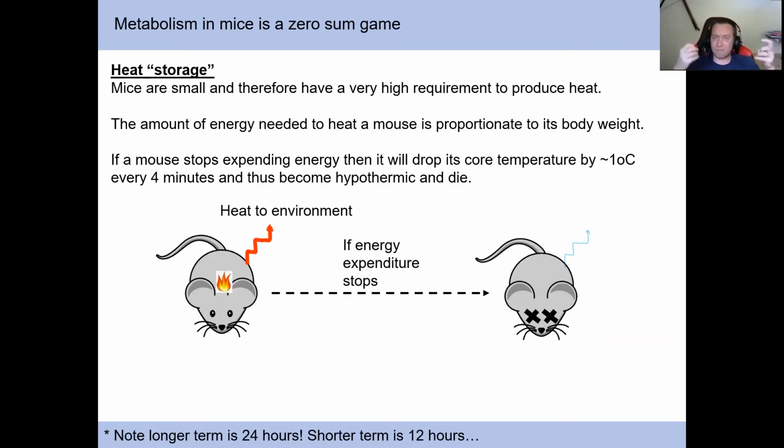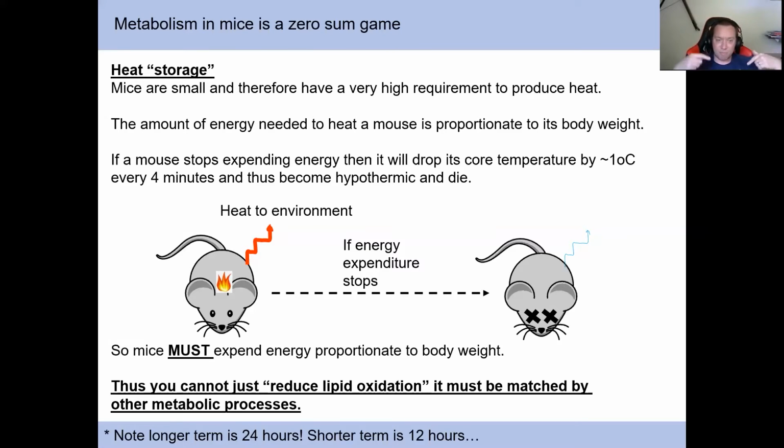Mice are small, they have very high requirements to produce heat, and the amount of energy needed to heat a mouse is proportionate to its body weight. We covered these in the last 2 lectures. And if a mouse stops expending energy, then it will drop its core temperature by 1 degree C every about 4 minutes at room temperature, and thus become hypothermic and die. So if you drop your fatty acid oxidation, you need to replace it with something else. So if mice must expend energy proportionate to body weight, you can't just reduce your lipid oxidation. It has to be a reduction in lipid oxidation that is matched by other metabolic processes. So these processes definitely have this interconnectedness.